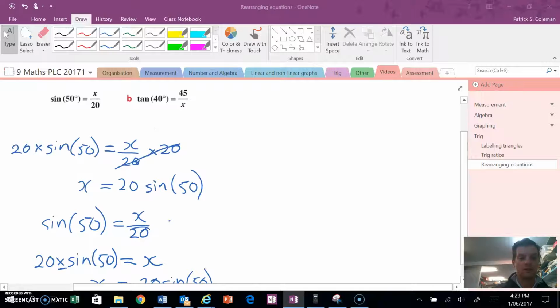Let's have a look at the next one, where we've got tan 40 equal to 45 over x. In this particular example, we can't just take the 45 across. It's not possible to do that. What we can do, and it's a bit of a step, but to make sure we understand what's going on, is move our x first of all across to the left-hand side. So we have tan 40 equal to 45 over x. I'm going to multiply both sides by x, which means that cancels out and I'll get an x on this side.